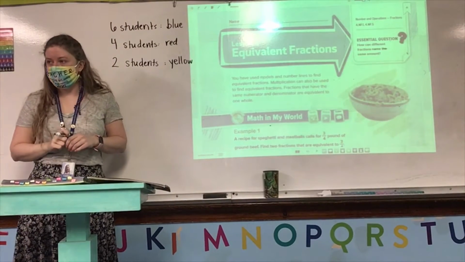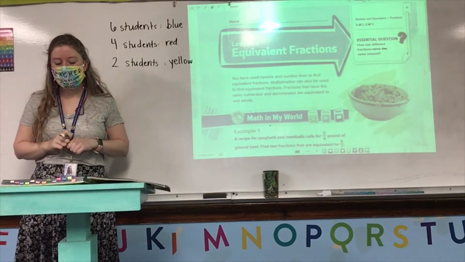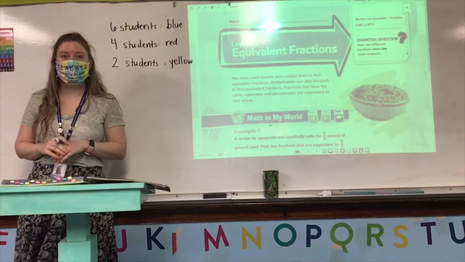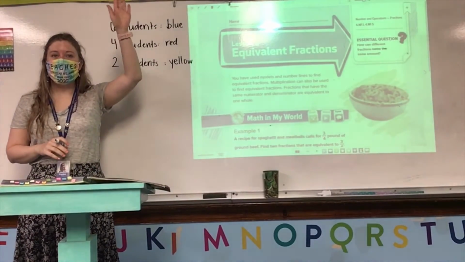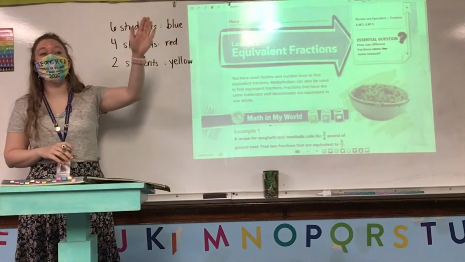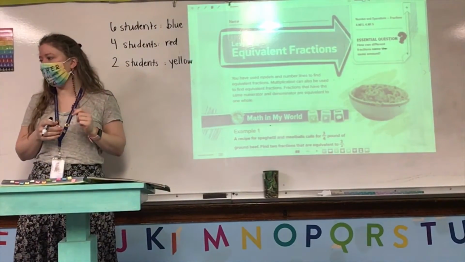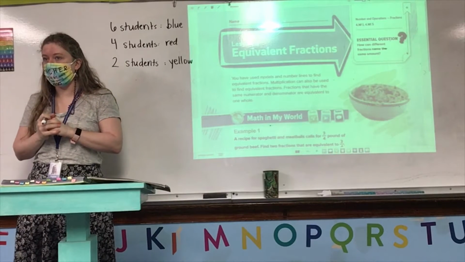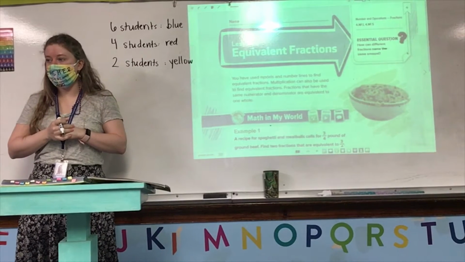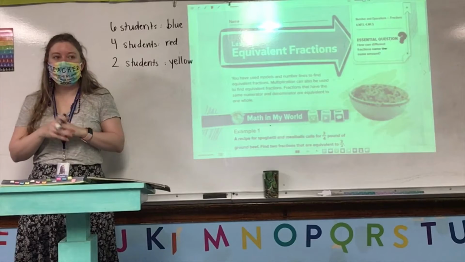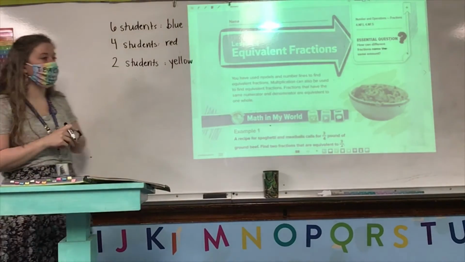What fraction of students have blue cards? So tell me the fraction, then I'm going to say, okay, thanks for telling me the fraction. What's the numerator and what's the denominator? Nobody should be touching their bag right now. What fraction of students have blue cards?